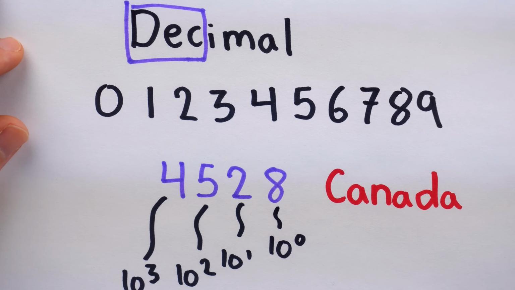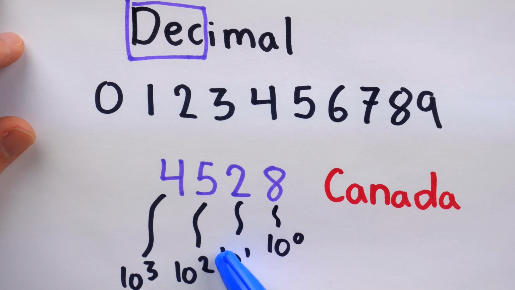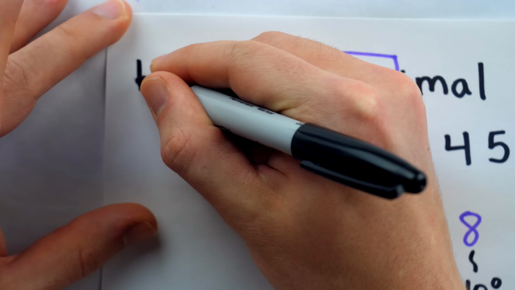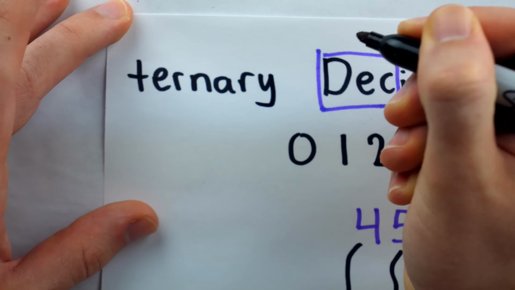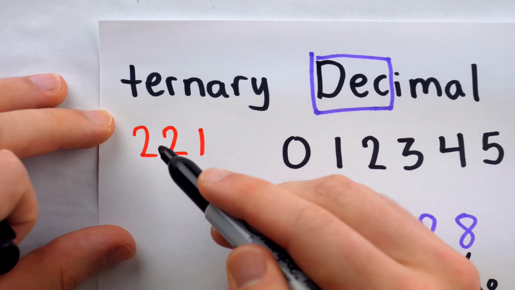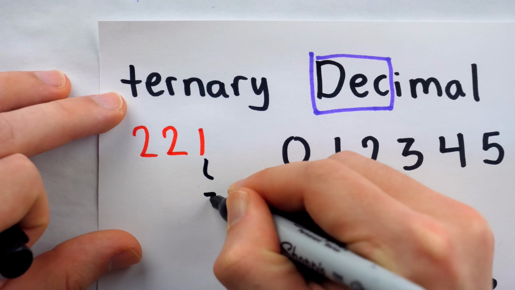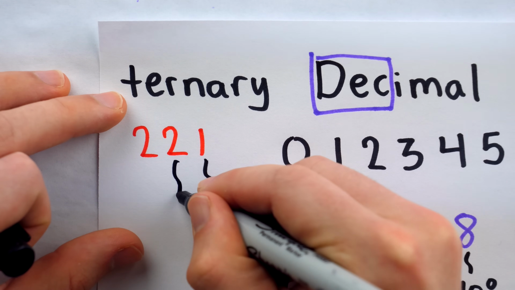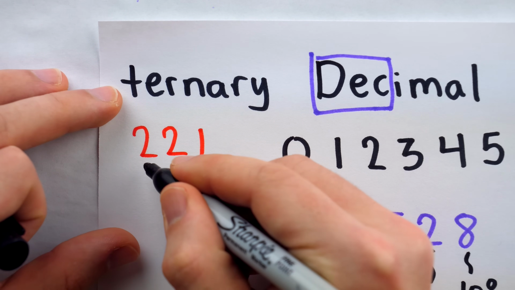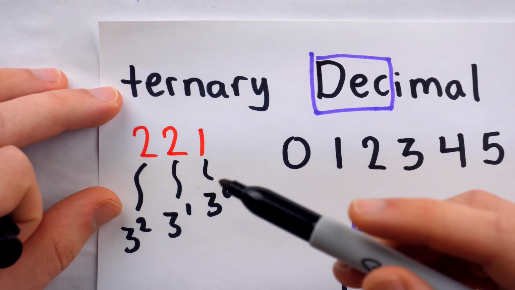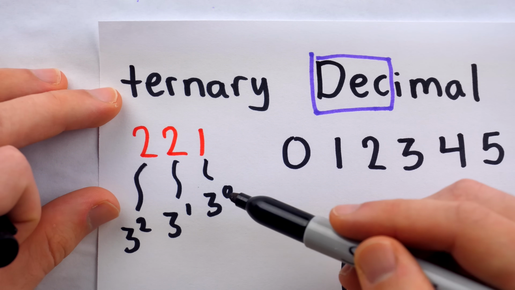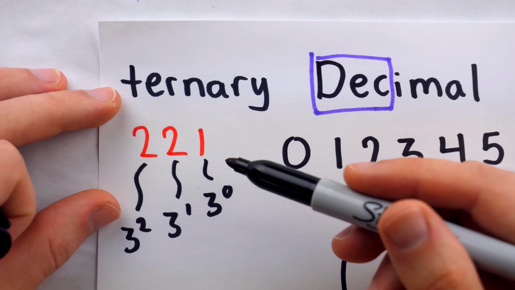Well, it only takes a little thought to realize that a number system doesn't have to use base 10 like ours does. For example, we could use a base 3 system, which is called ternary. In the base 3 system, a number like 221 is representing 1 copy of 3 to the power of 0, 2 copies of 3 to the power of 1, and 2 copies of 3 to the power of 2. That's 9 plus 3 plus 1, or 13 in our familiar base 10 system.